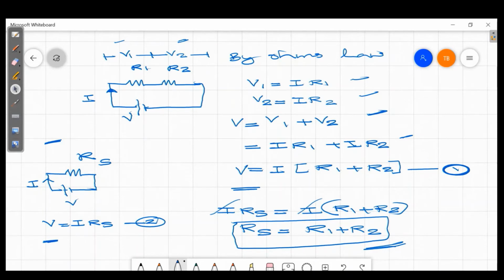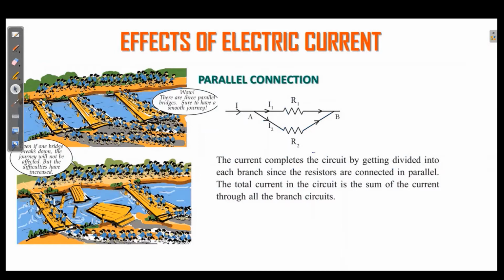Then what happens if you are connecting resistors 6 and 2 in series? 6 plus 2, that is 8. Then what happens if 100 and 100 are connected in series? The same way, we get the equivalent resistance 100 plus 100, that is 200. So let's go to the next thing, that is parallel connection.